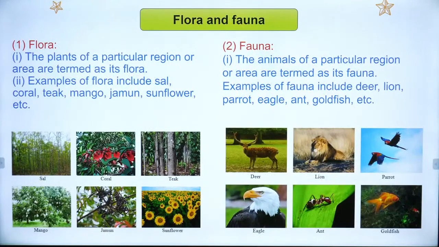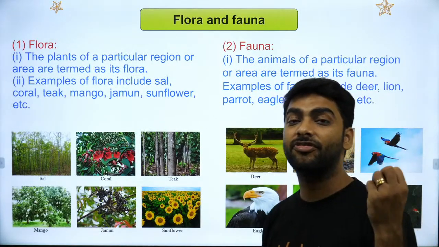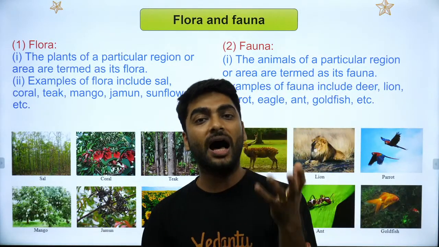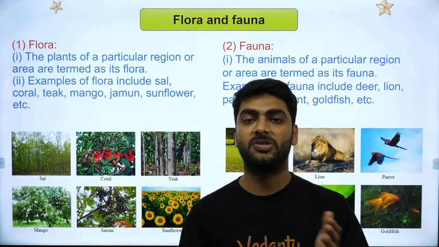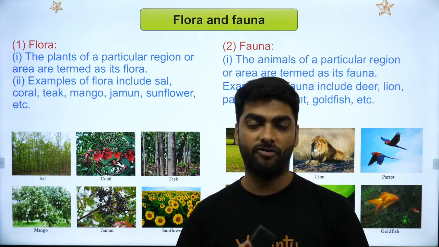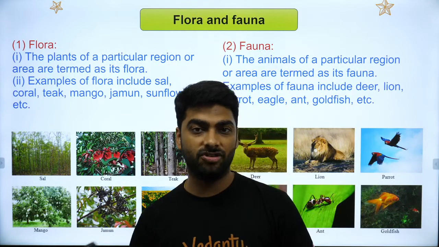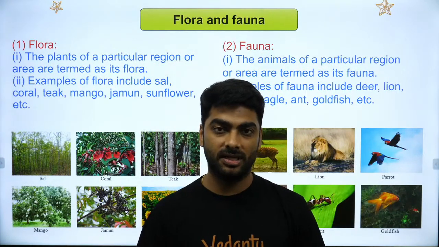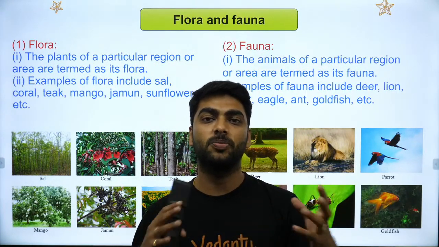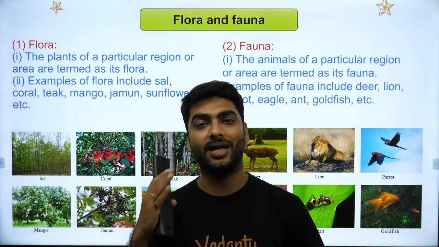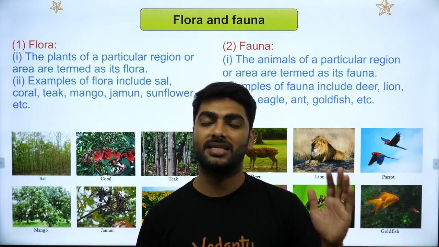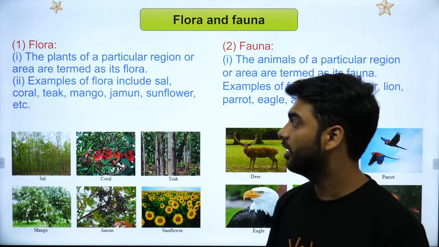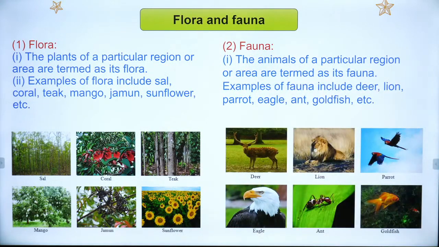Flora and fauna. So guys, remember, flora means flowers, right? So flora are the trees and fauna are the animals. Many of you get confused between flora and fauna. Flora are the plants and trees. Fauna are the animals. Okay? So in an ecosystem, there should be a balance of flora and fauna. Flora is the tree part and fauna is the animal part. Okay? So that is flora and fauna.